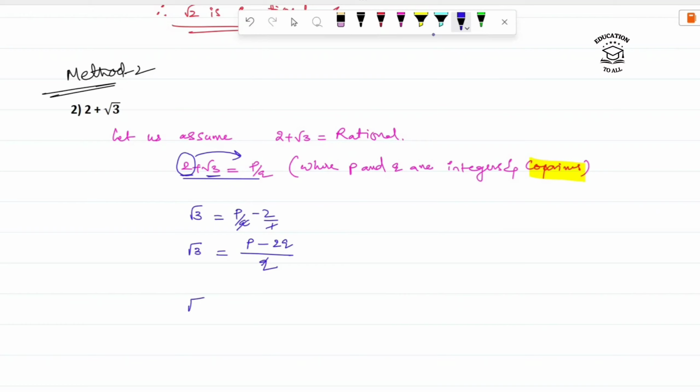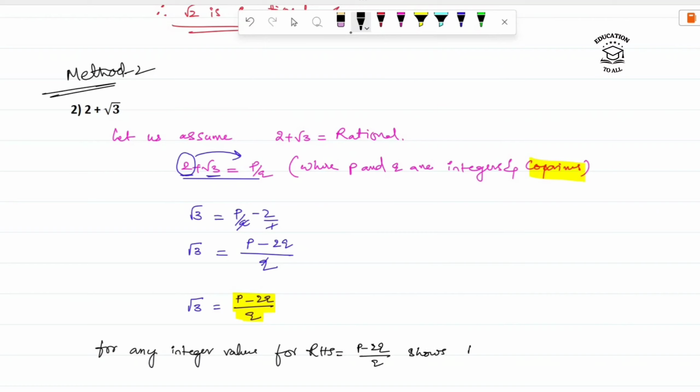So now you observe carefully, root 3 is equal to p minus 2q divided by q. Now observe the RHS directly, it is in the format of p minus 2q by q. So now I'm writing for any integer values for RHS. This statement is very important to write. Where RHS is p minus 2q by q, which shows what?